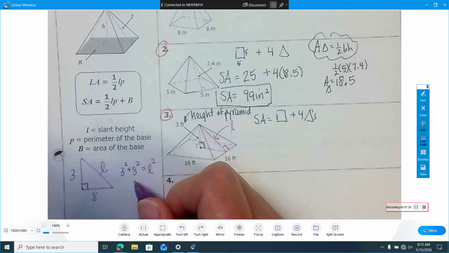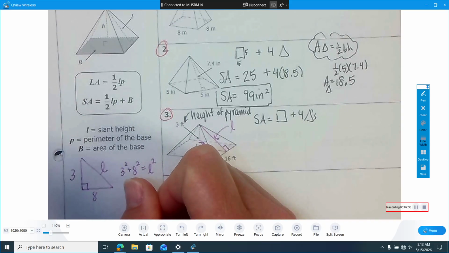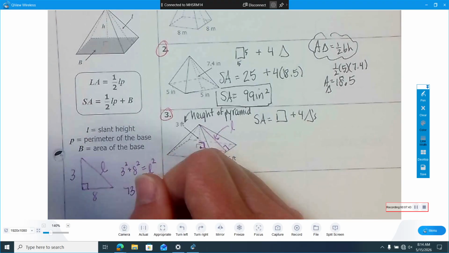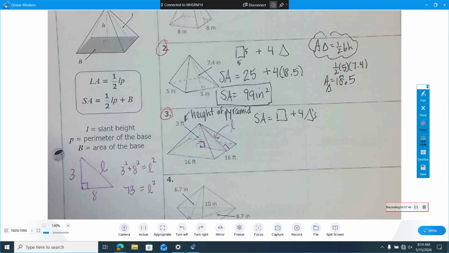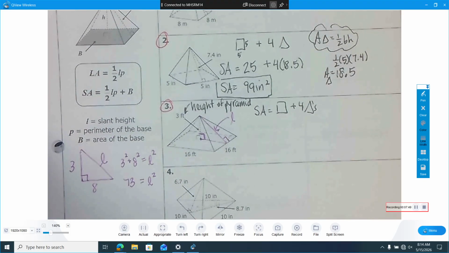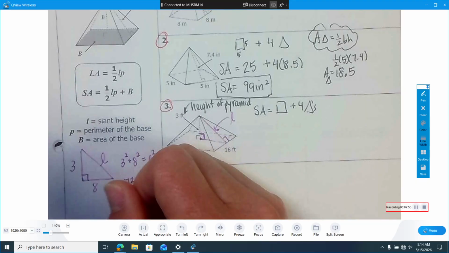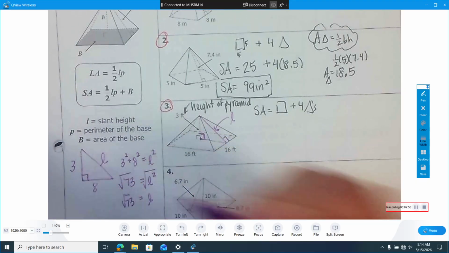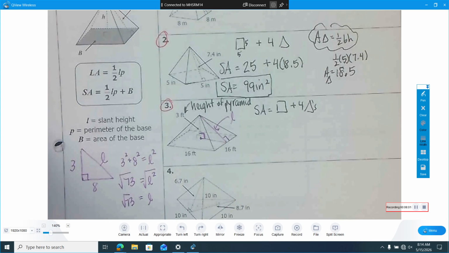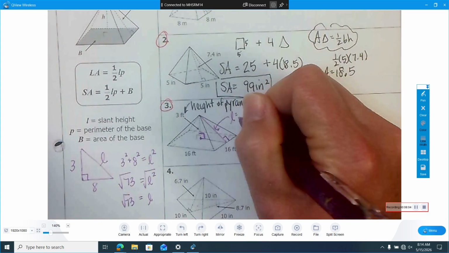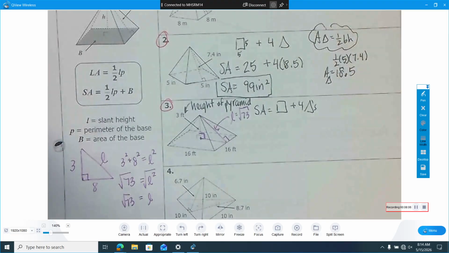Let's see, that's 9 and 64. Oh my God, you guys. 73? Yeah. That was really hard this morning. And then how do we get L by itself? Square root, both sides. So I'm just going to leave it as the square root of 73. That doesn't simplify, as it turns out. So my slant height now is radical 73 for a length. I don't know what that is. It's like 8.5, maybe 8.6, something like that.